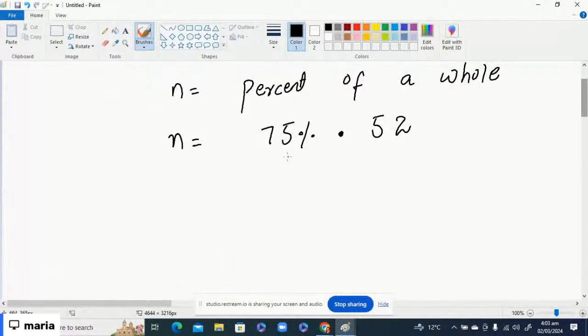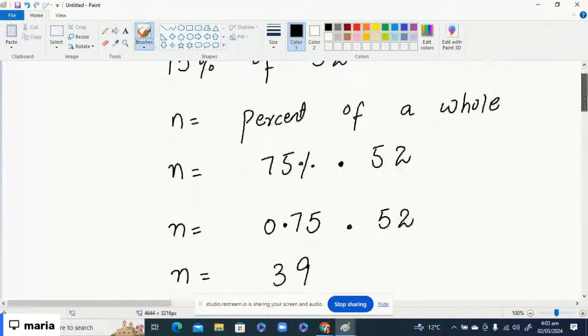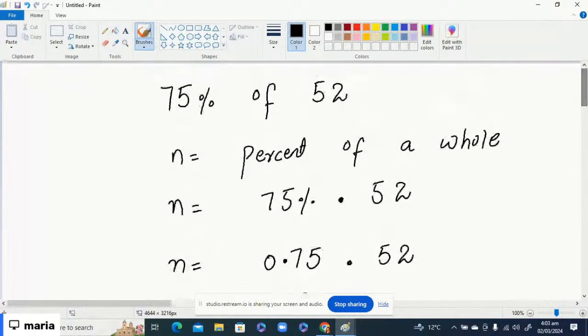So when you divide 75 over 100, what's the answer? This is 0.75 times 52. Now let's do multiplication here. 0.75 with 52, then we get the answer, which is 39. Alright, this is the first method. By using this method, we are going to solve it.